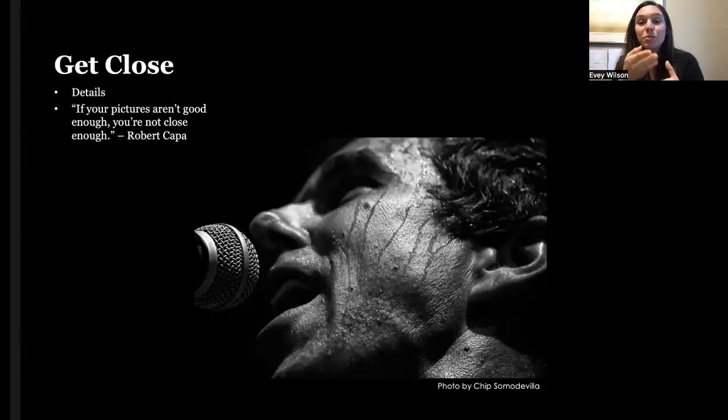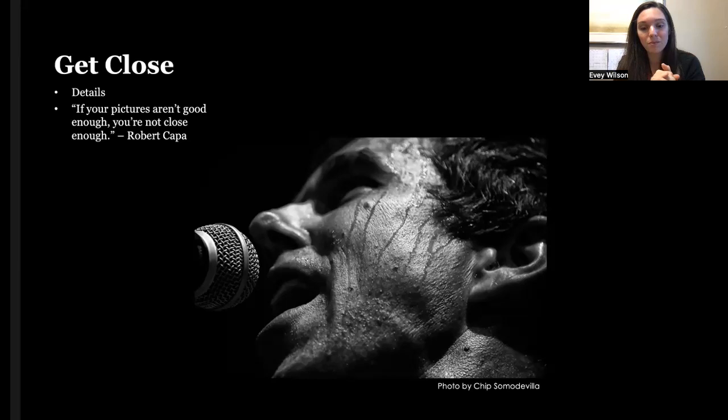But when you get close, and this is an image taken with a zoom lens, which allowed the photographer to get very, very close. But a lot of times, if you just stand closer to people, you're able to get some really incredible images and focus on what are called details, these close-ups. So this picture, the reason this is a storytelling image is because we can see the sweat dripping down Beto O'Rourke's face.